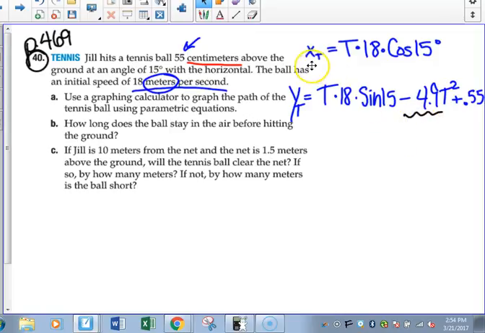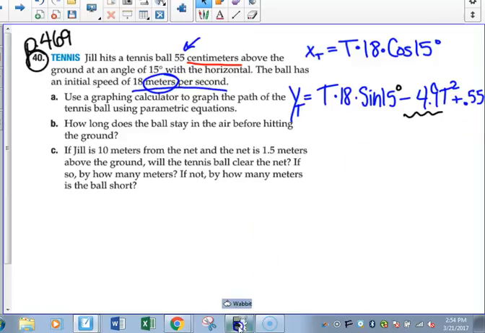All right, so we looked at the pink sheet and it said to do this in parametrics, you do x equals t times the initial velocity times the cosine of the angle. Everybody okay with where I got all those numbers? This one is y equals t times the initial velocity times the sine of the angle. And then it's usually minus 16t squared, but because this one's in meters, we do minus 4.9t squared, and I promise on the quiz it's feet. And then it says plus initial height. Well, initial height was 55 centimeters, which is 0.55 meters.